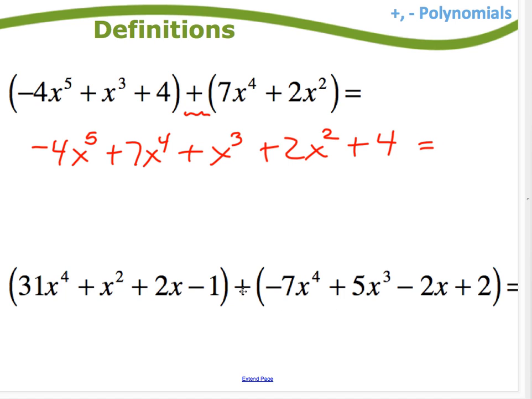Here's one where maybe I will. I'm adding, so I can just drop the brackets and add like terms. So 31 take away 7 would be 24x to the fourth. Here's an x cubed, so plus 5x cubed. X squared, that's the only one they have. Then I have a 2x and a minus 2x. Those would cancel, so they're gone. And then I have minus 1 plus 2, which would be a positive 1. Hopefully you got those as your answers. Again, as you're going through, sometimes it's nice to tick off the ones that you've used, just so you keep track of all the terms that you have there.